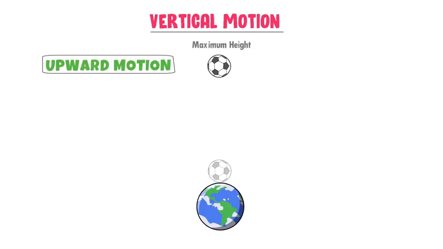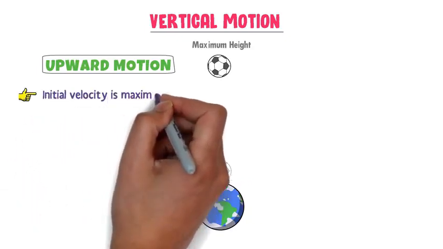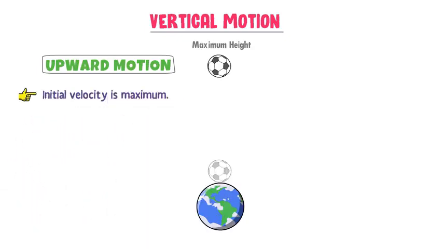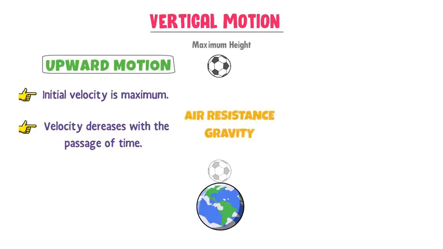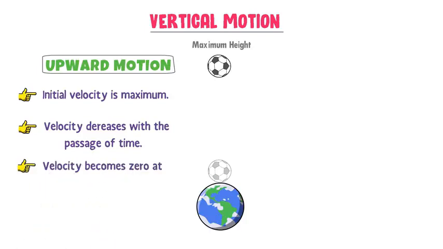The first concept is that the initial velocity of this ball is maximum because when you throw the ball, you exert maximum force. The second concept is that the velocity decreases with the passage of time as this ball gains height. It is because of the air resistance and gravity. The third concept is that velocity becomes zero at a maximum height. Now the ball will fall down.